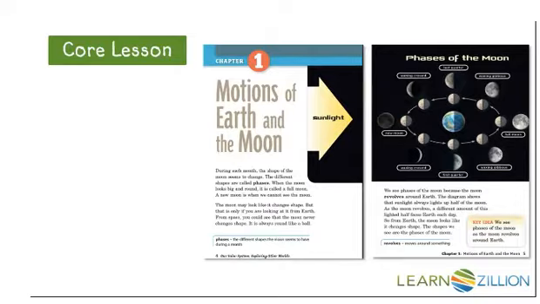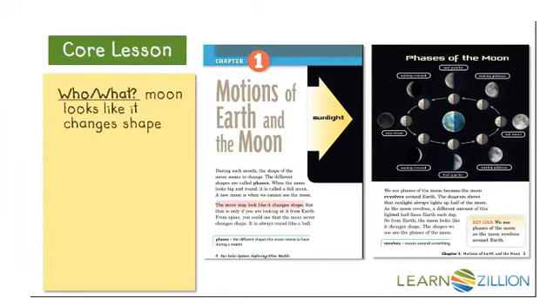Now I need to list the key details about this topic. So let's take some notes on these details. The who or what is the main topic. This section of text is about the phases of the moon, and it explains how the moon seems to change shape each month.